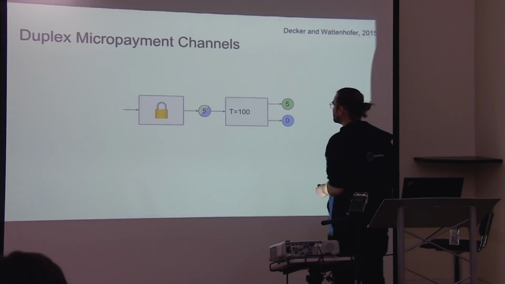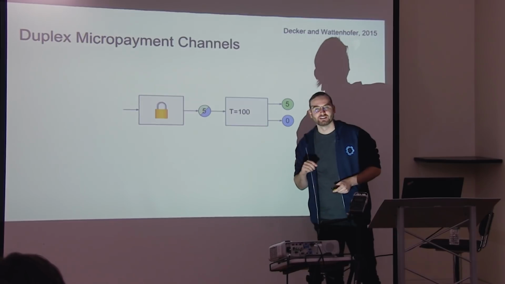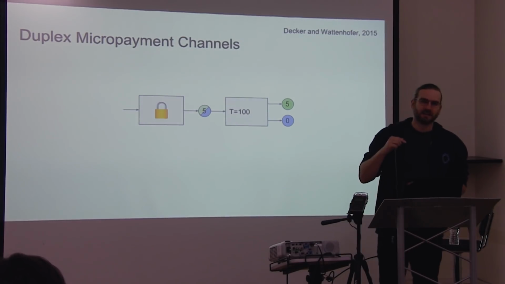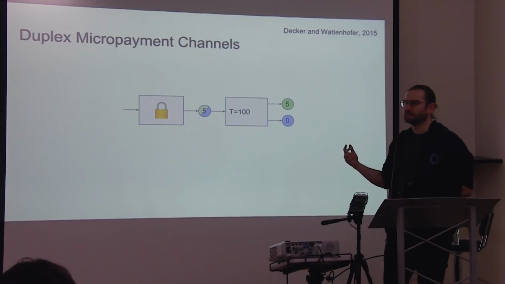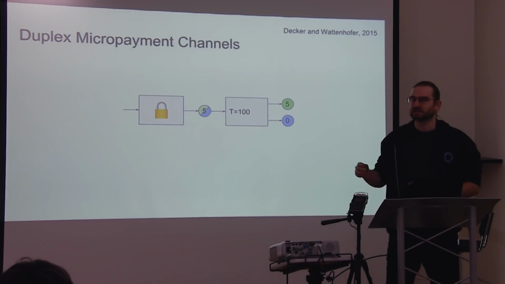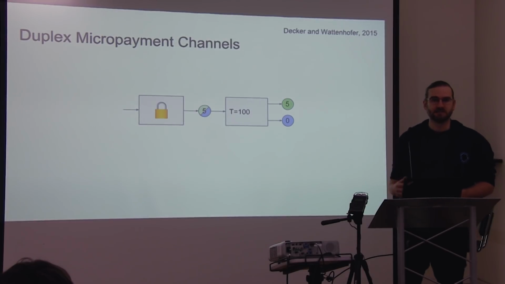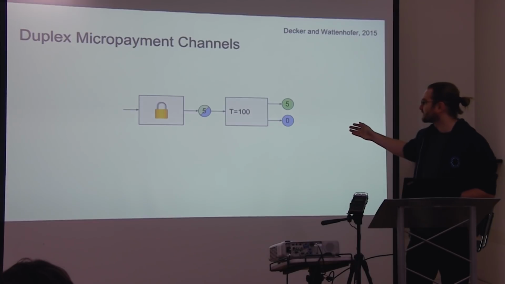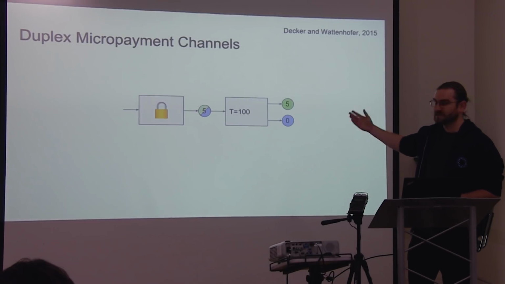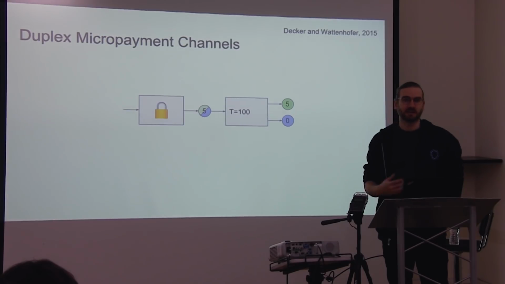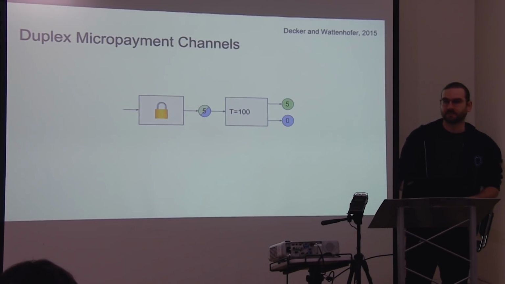If you're wondering what this t equals 100 means, that's a time lock. That basically means, well, it's a simplified time lock. This basically means that this transaction will only be valid at day 100. So we set up this transaction, let's say at day 0, and then we have to wait 100 days for this transaction to be valid, and then we can settle.